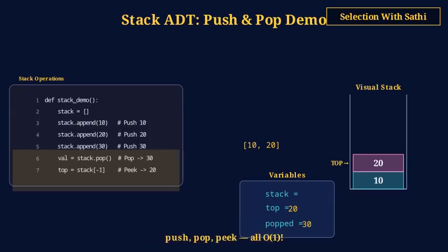Now we call peek. Peek returns the top element, which is 20, but it does not remove it. The stack stays 10, 20. All three operations, push, pop, and peek, run in O of one time. That's the beauty of the stack ADT.